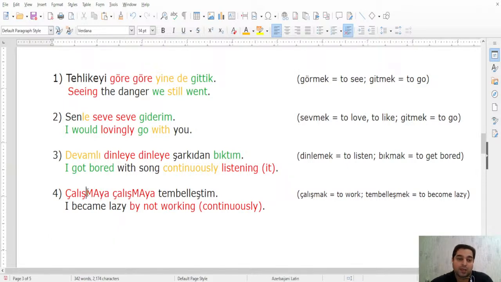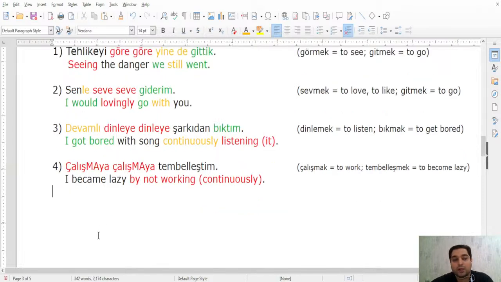But because you make it negative, now you have a vowel ending right here. Therefore you add this ya, the fusion letter, the buffer letter ya. Çalışmaya çalışmaya tembelleştim. Okay. What about, for example, görmek? Göre göre becomes görmeye görmeye. Seve seve, sevmeye sevmeye. Bile bile, bilmeye bilmeye. That's how you make them negative.